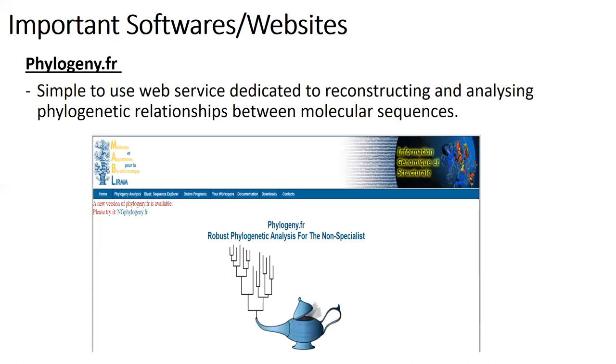So let's discuss some important software, tools, or websites that are used for building phylogenetic trees. There are numerous software and resources for constructing a phylogenetic tree, but we shall discuss very few of them. First of them is phylogeny.fr. It is a simple to use web service which is dedicated to reconstructing and analyzing phylogenetic relationships between molecular sequences. It includes multiple alignment by using tools like MUSCLE, T-Coffee, ClustalW, ProbCons, and performs phylogeny by different methods.